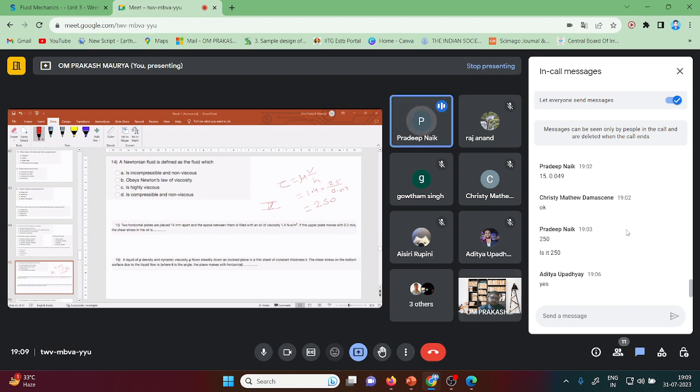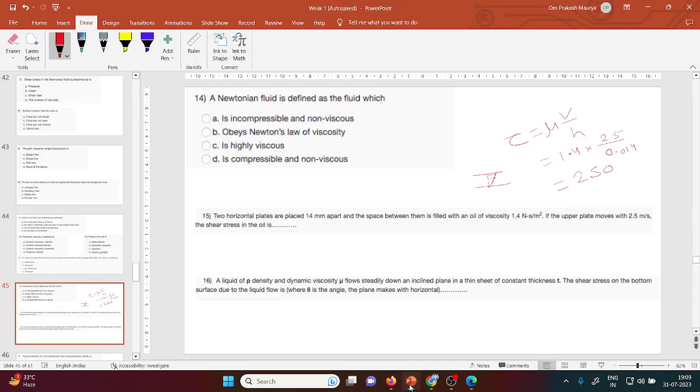Can we draw the diagram of number 16? Yes, please. Can we draw the diagram for number 16? Yes, sure. Just wait, I am explaining.